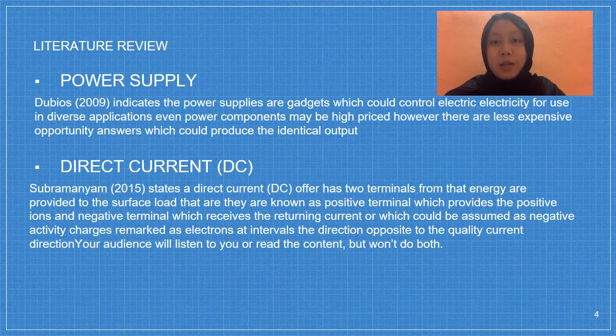Hi, my name is Nushaira binti Mat Khanuddin and I represent the literature review part. According to Bill 2009, power supplies are gadgets that control electricity in device applications, even on the passive side. Next, for direct current, Sumber Mayam 2015 states that DC has two terminals, the positive terminal that carries positive ions, and the negative terminal that carries negative ions.